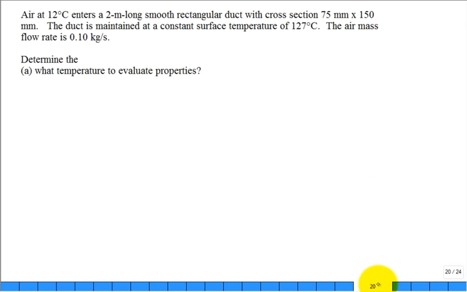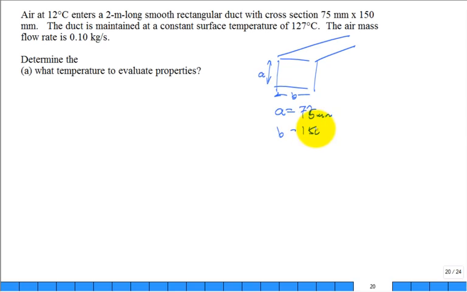Let's solve a problem. Air at a particular temperature enters a 2-meter long smooth rectangular duct with the cross-section like this, where A is, let's say, 75 millimeters. This would be like A. And then B is 150 millimeters. We're going to spend the rest of the class time talking about this problem.